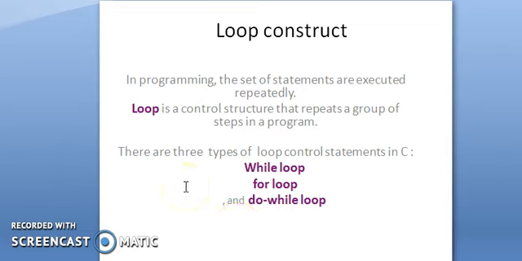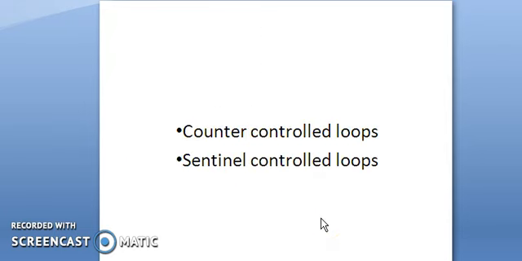Typically, C provides us three types of looping constructs: while loop, for loop, and do while loop. Based on the nature of a control variable and the kind of value assigned to it for testing the control expression, loops may be classified into two categories: counter control loops and sentinel control loops. When we know in advance exactly how many times a loop will be executed, we use the counter control loop.